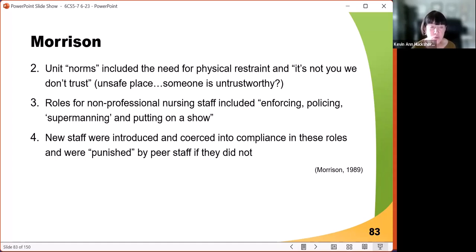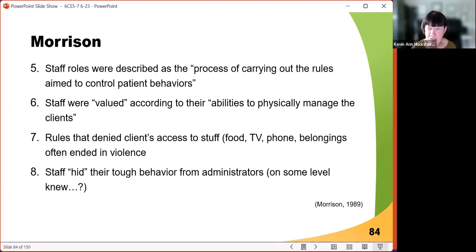She also found that roles for the nursing assistants included enforcing, policing, supermanning, and putting on a show. Those were the words that she used to describe the staff behavior. And new staff who came on board through orientation were kind of coerced into compliance with these roles and were basically told verbally and non-verbally that if they didn't conform to what all the other staff were doing, they would not be helped if they got themselves in a pickle.